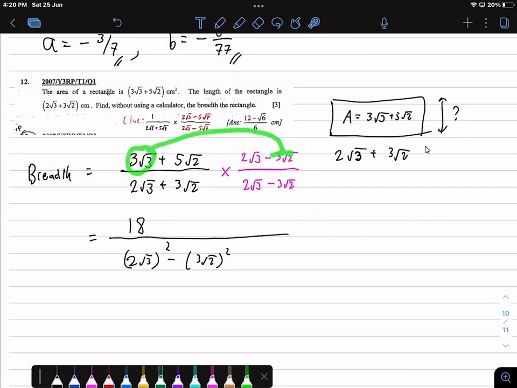3 root 3 times minus 3 root 2. I'll get a negative 9 times root 6. Because 3 times 2 is 6. Okay, next one. Positive times positive gives me positive. 5 times 2 is 10. So plus 10. Then root 2 times root 3, root 6. Next one, positive times negative gives me negative. 3 times 5 is negative 15. Root 2 times root 2 is 2. So 15 times 2. Simplify, we will get 30. Is that okay?